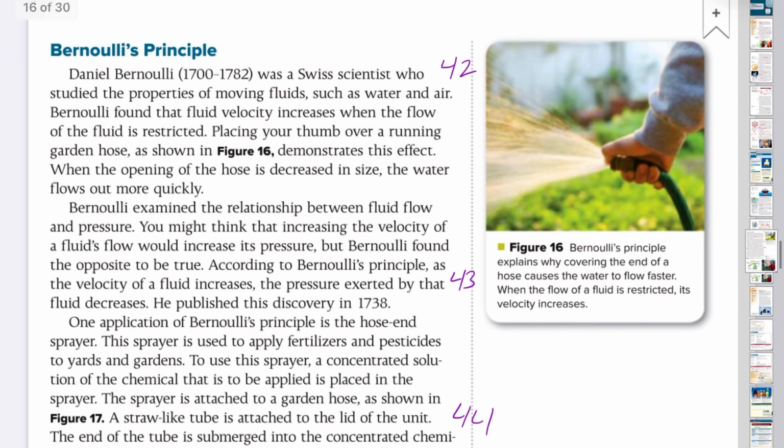All right, Bernoulli's principle. Daniel Bernoulli, from 1700 to 1782, was a Swiss scientist who studied the properties of moving fluids, such as water and air. Bernoulli found that fluid velocity increases when the flow of fluid is restricted. Placing your thumb over a running garden hose, as shown in Figure 16, demonstrates this effect. When the opening of the hose is decreased in size, the water flows out more quickly.